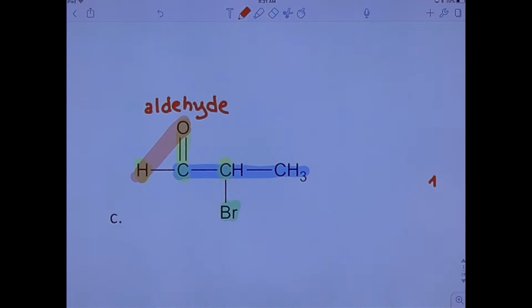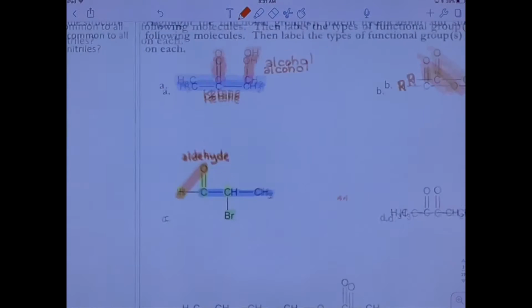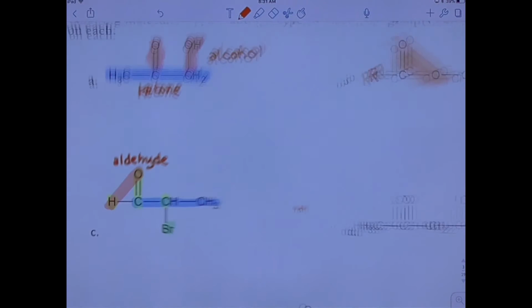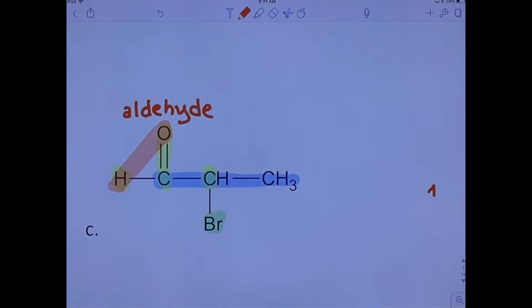Okay, and then you have a propane and you have a bromo group. So for the acyl halide, this one wouldn't count because the carbonyl carbon is not directly attached to the bromine? Exactly. It has to be direct, okay. Directly attached to the carbonyl.